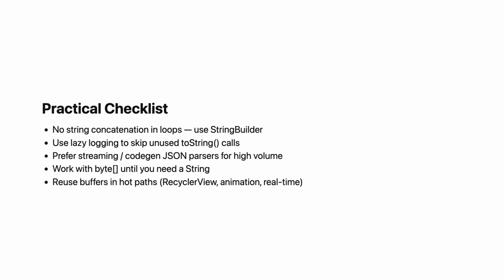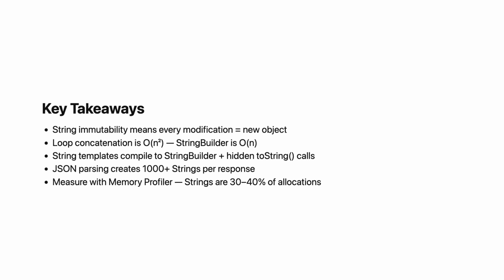Sixth, consider String.intern for highly duplicated strings like JSON keys, but measure the benefit first. Seventh, reuse buffers in hot paths: RecyclerView binding, animation frames, real-time data processing. And finally, measure. Open the memory profiler. Record during a typical flow and look at string allocations. You will find opportunities to reduce them, often dramatically.